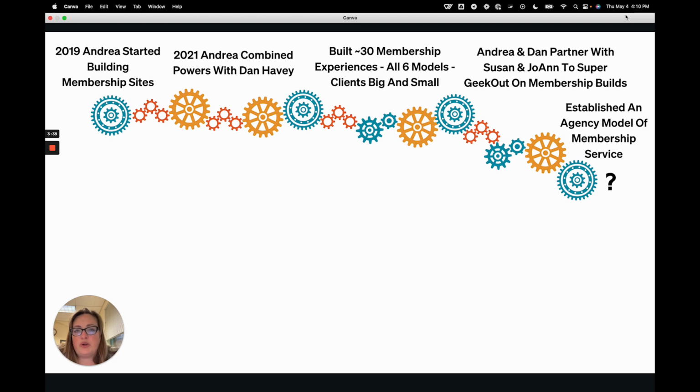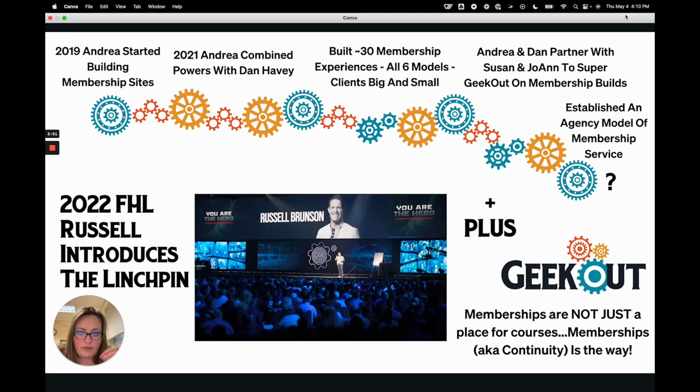But we weren't really sure what to do because the way that we had gone about doing these custom builds did require a certain degree of skill set and technical know-how. So all of a sudden, 2022, Funnel Hacking Live, Russell introduces the linchpin. Now, the number one thing you focus on that he talks about is continuity. And continuity usually means you need some kind of membership site.